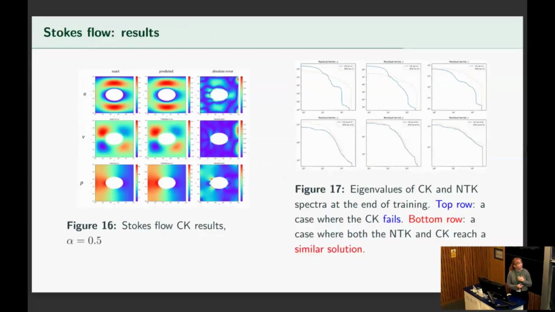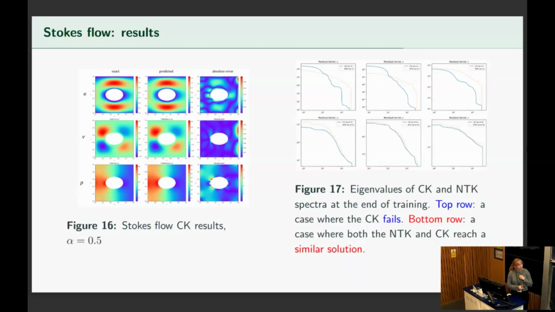And this, again, is our results for Stokes flow. So we're solving for the variables u, v, and p. And we have the exact and predicted solutions here. I haven't put the errors up for this case, but you can tell by looking that the solution is accurately captured. And also a piece of this work that is still ongoing is we inspect the eigenvalues of the CK and the NTK during training.